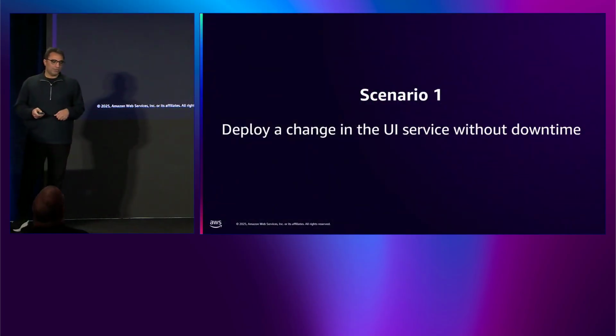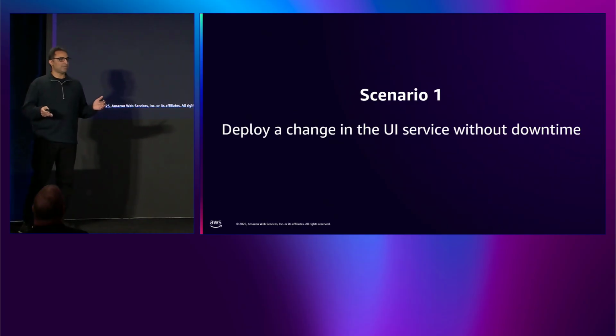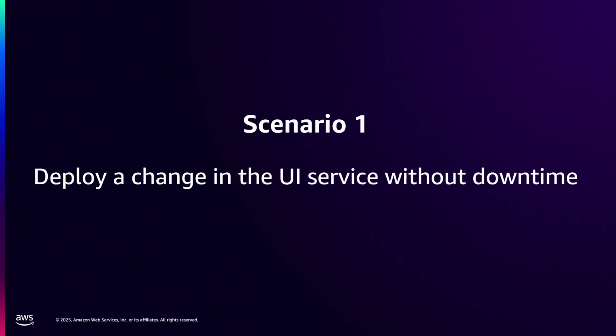So we'll take this scenario. Now we want to deploy a new version of the UI service. We want to make sure that this happens without a downtime. So we'll use the rolling update deployment strategy for that.